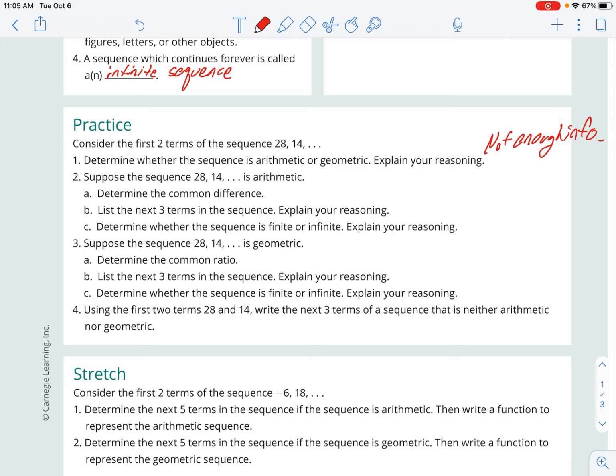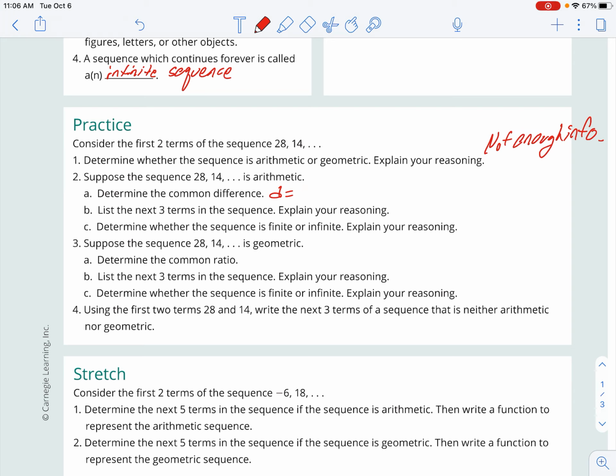In question 2, they are specifically saying it is arithmetic. Determine the common difference. I'm looking for some type of addition or subtraction. Going from 28 to 14, D equals the common difference, and we are adding negative 14.